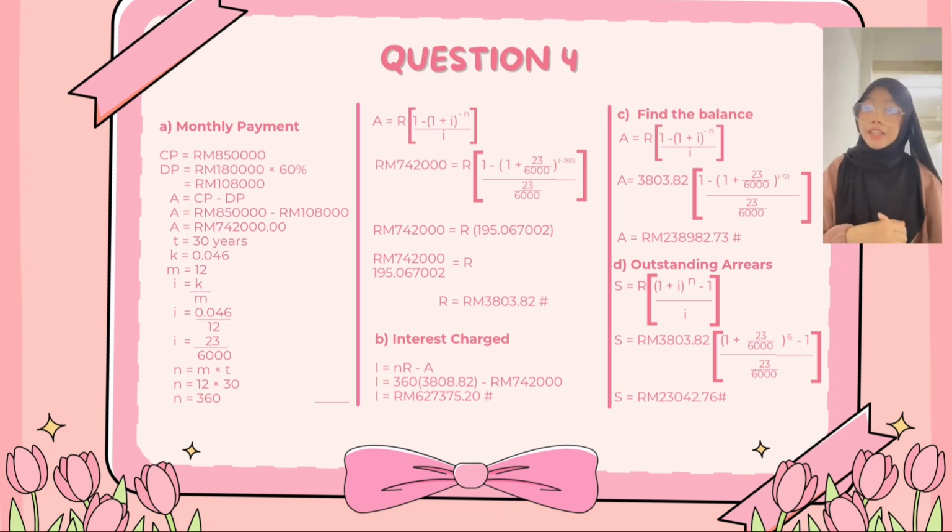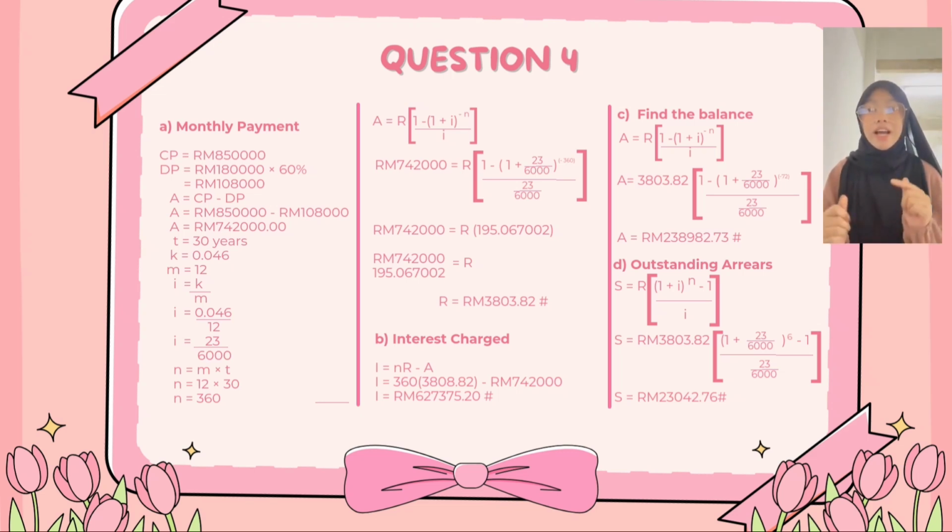After we use the formula given, which is A, we first find the loan amount by subtracting the down payment from the house price. Then, since the loan is paid every month, we convert the yearly interest into a monthly rate and find the number of monthly payments over 30 years. Using the housing loan annuity formula, we calculate how much Amir must pay every month. This gives the monthly installment of about 6,803.82 ringgit. So okay, next I'm going to explain question 2.